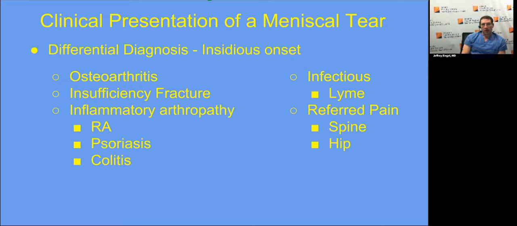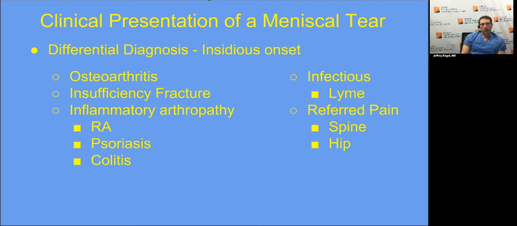There is increasing evidence that insufficiency fractures can occur from early osteoarthritis, but can occur spontaneously. It's called SPONK, or spontaneous osteonecrosis of the knee. And in these patients, we'll see normal imaging, but they may have an abnormal MRI where there's bone marrow edema in the femur or tibia.